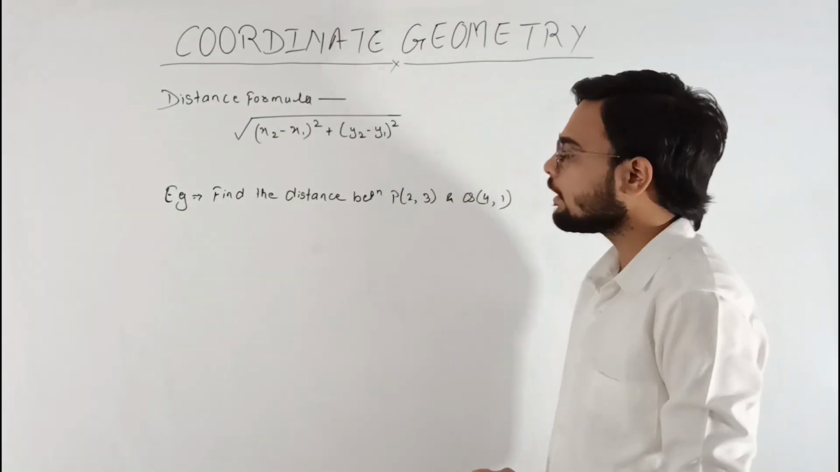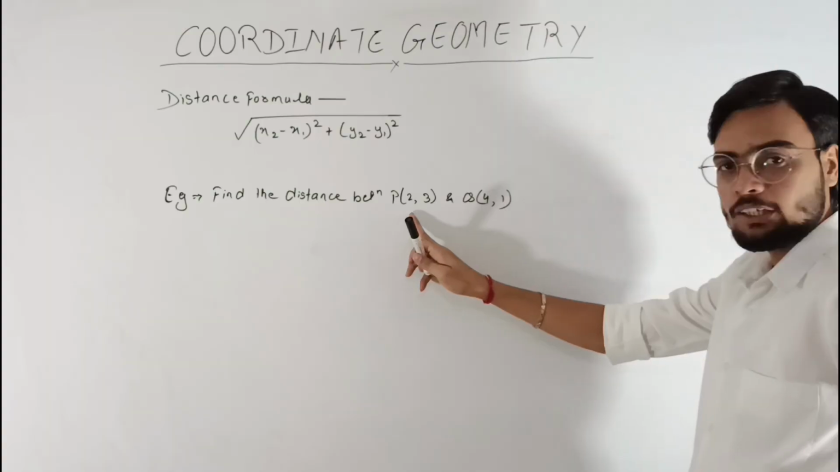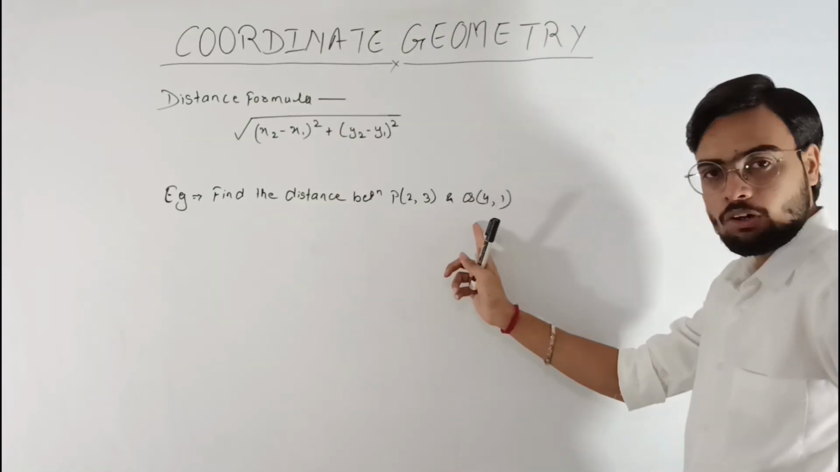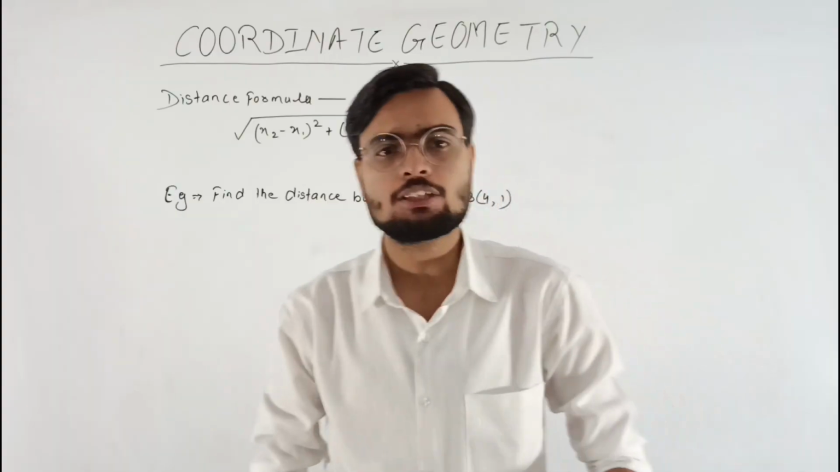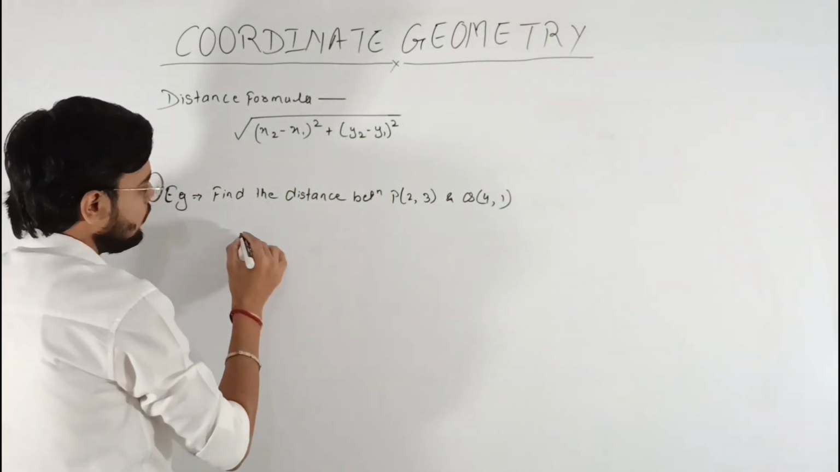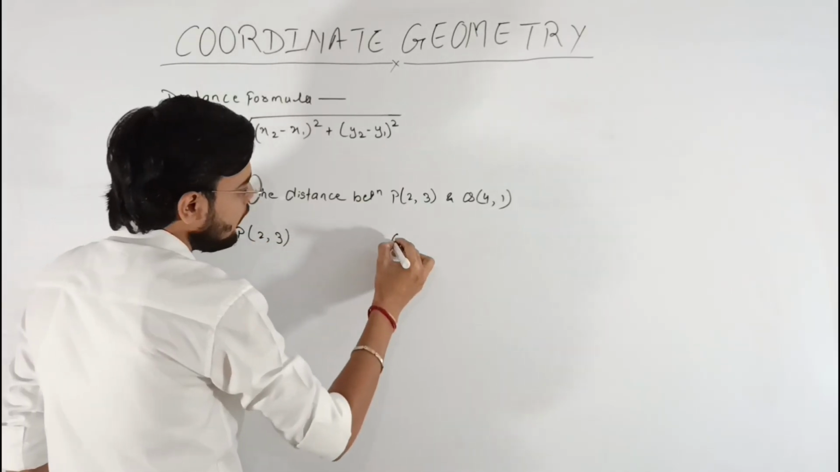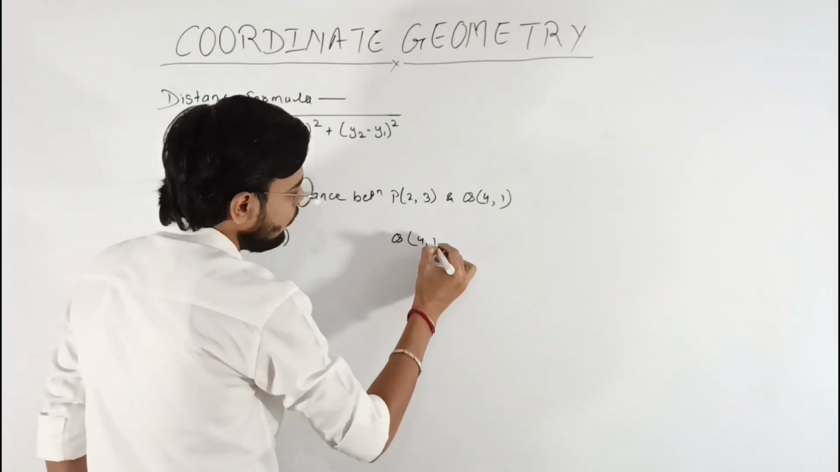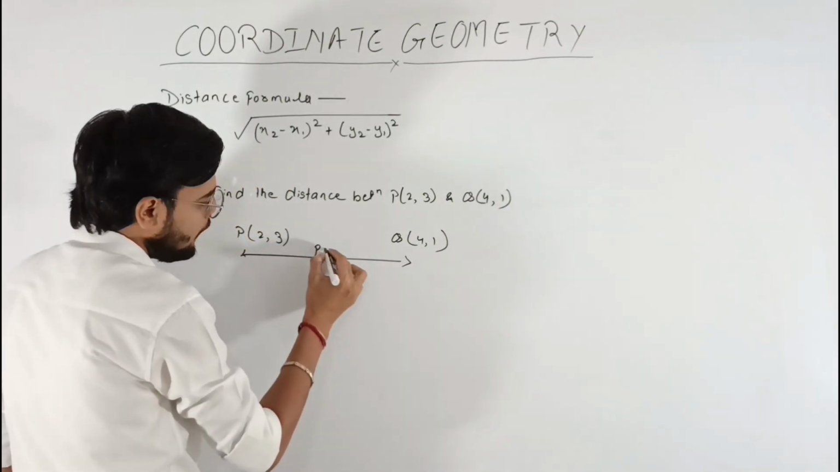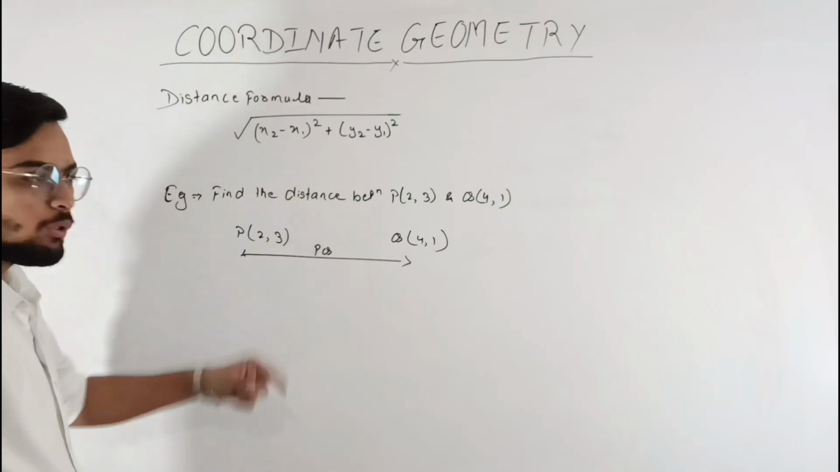Let's understand by taking one example. The question is: find the distance between point P, that is (2, 3), and Q, that is (4, 1). We have 2 points P and Q on a Cartesian plane, and we have to find the distance between these 2 points. So now look how we find it by using the distance formula. There is a point P which is (2, 3), and here is point Q which is (4, 1). Now we have to find this distance, that is PQ, by using this formula.